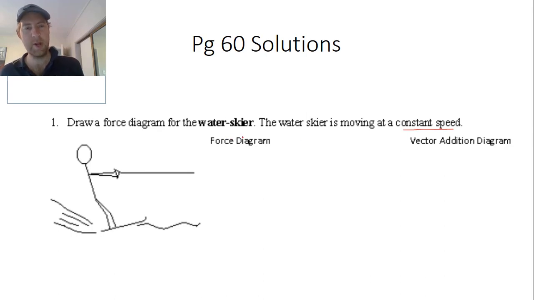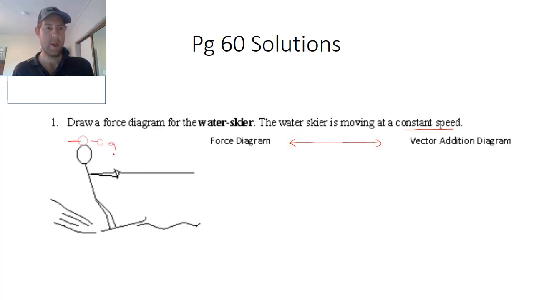When I do my force diagram, I've got in my head what my vector addition diagram might look like as well. So even though I'm drawing one, I'm kind of thinking of the other one at the same time. So here's my system. Obviously, force of gravity on skier by Earth.